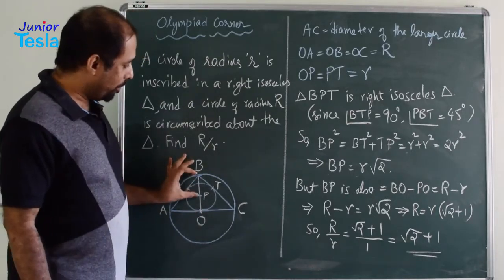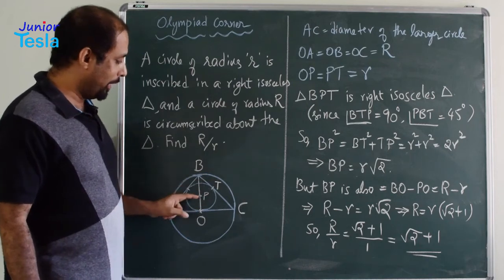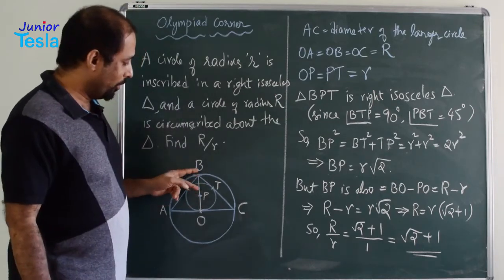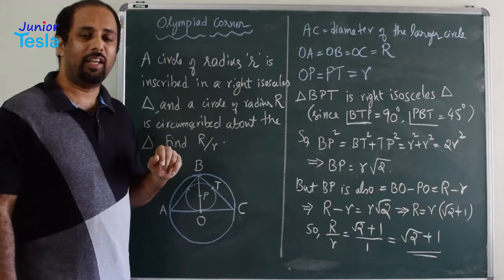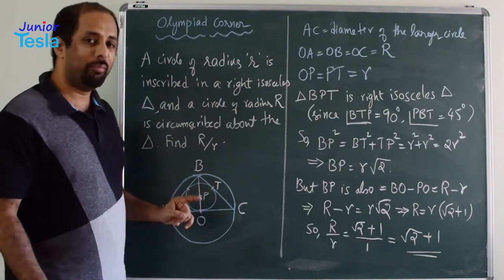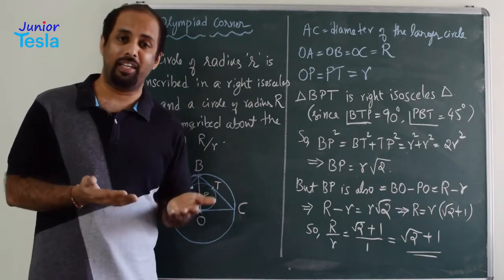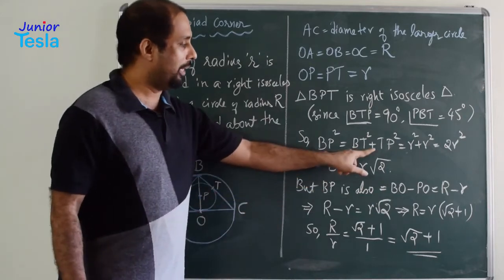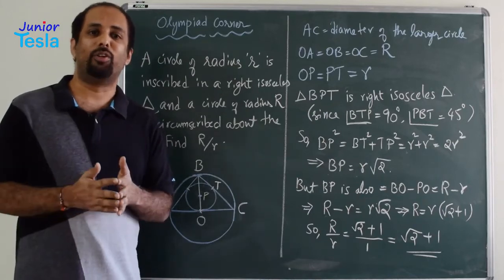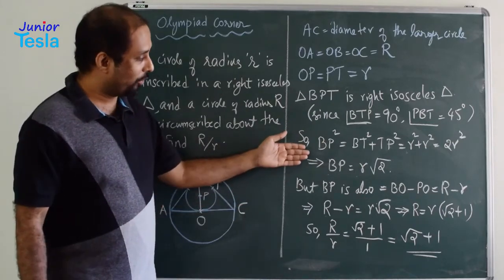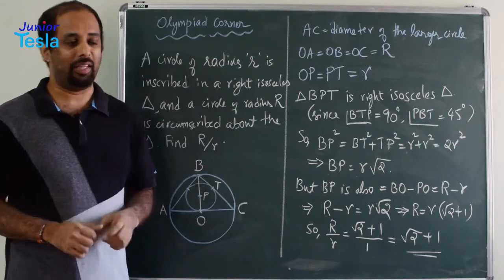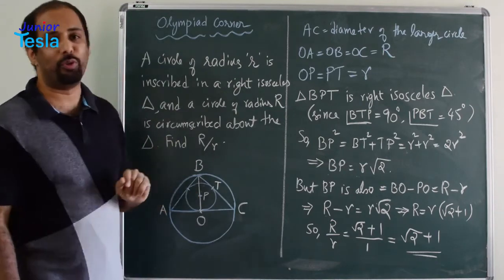What is BP? If you consider the smaller triangle BTP, BP is the hypotenuse of that right triangle, correct? So BP square is equal to BT square plus TP square. Now BT and TP, both of them are small r, the radii of the smaller circle. So in place of BT and TP, I can write r. Therefore, BP square becomes r square plus r square, which is equal to 2r square. Now if you take the root, BP is equal to r times root 2. So that is one expression for BP.